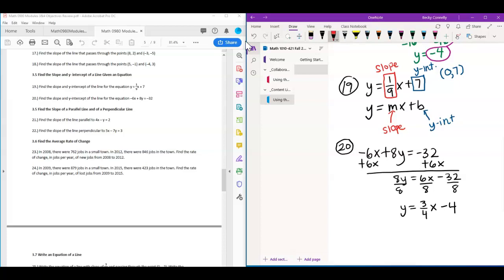Right? So again, we can see now that it's in this form, the number in front of our x is our slope, and the negative 4 is our y-intercept. Okay. Or, remember, we could write that as 0, negative 4. Is that making sense?